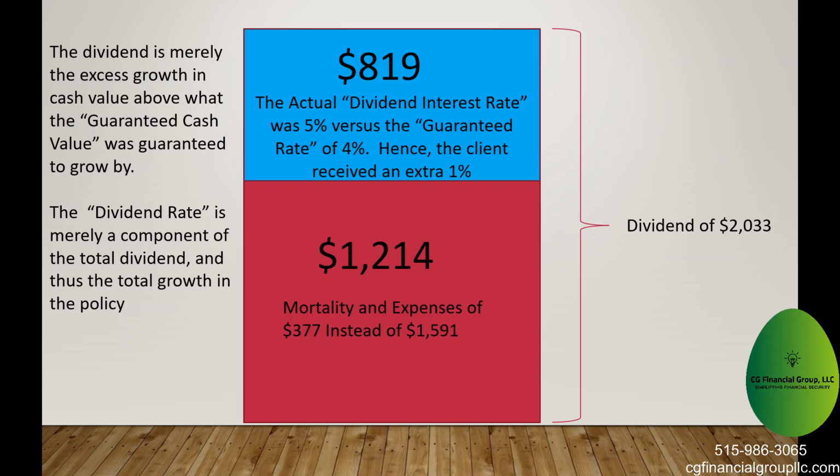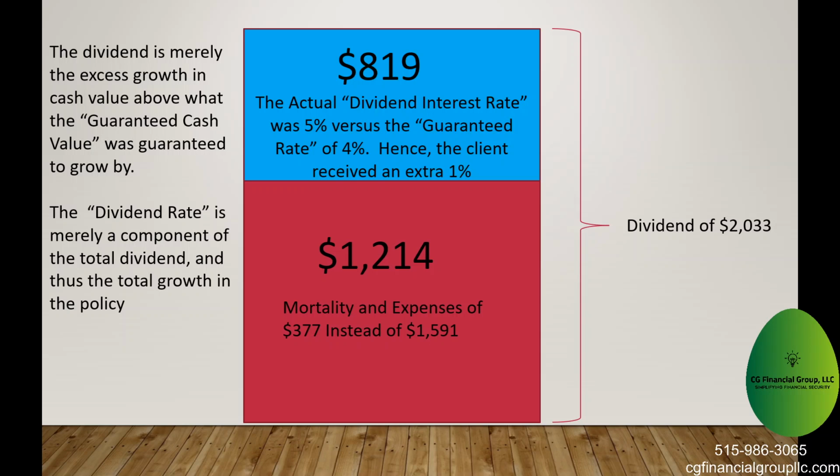Now we're going to go into the mechanics here in a bit, but I want you to read those two paragraphs. The dividend is merely the excess growth in cash value above what the guaranteed cash value was guaranteed to grow by, right? It's the excess. Now, the dividend rate is merely one of the two components of the total dividend, and thus the total growth in the policy. So again, the significance of that dividend rate is only to the tune of 40% of our total dividend here. So in short, if that red box is really small, it doesn't matter how big, how shiny of an object that dividend rate is, right?